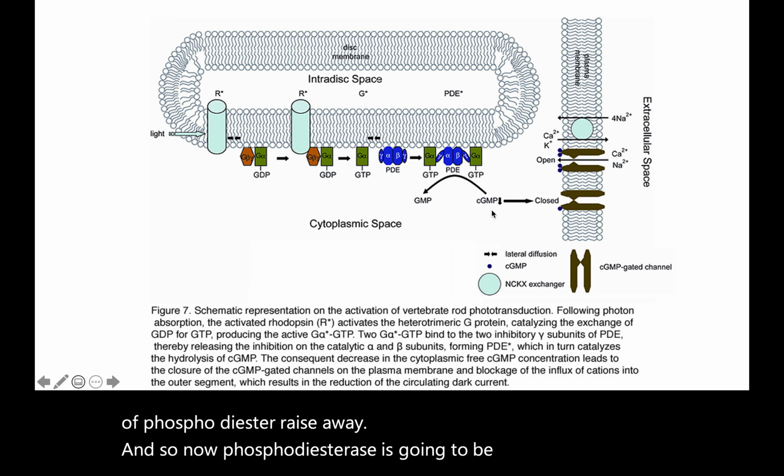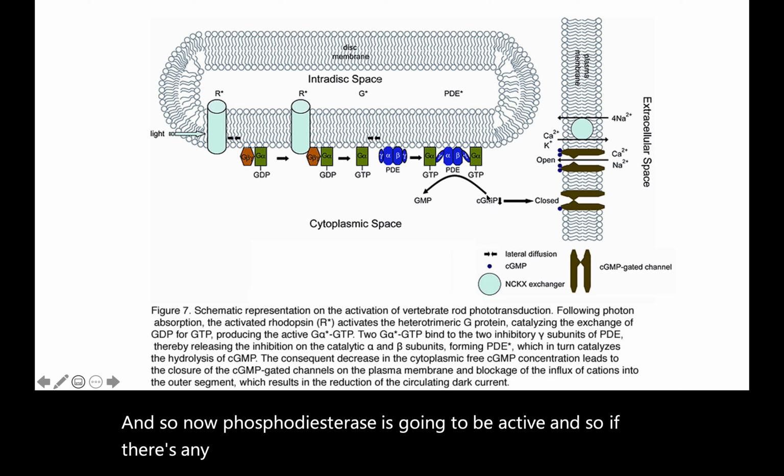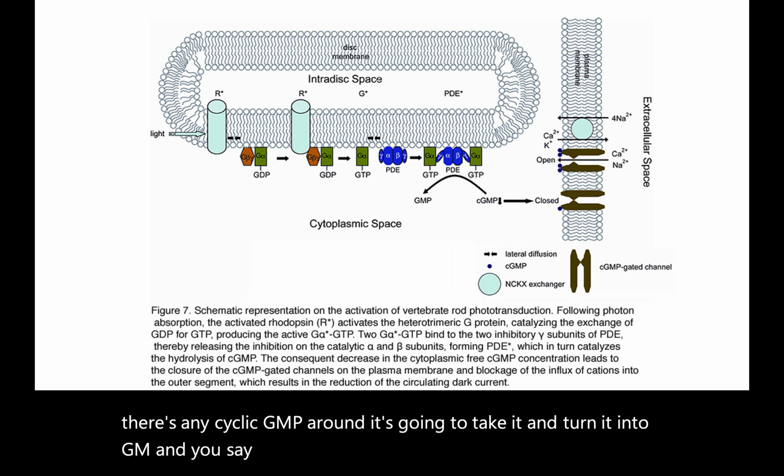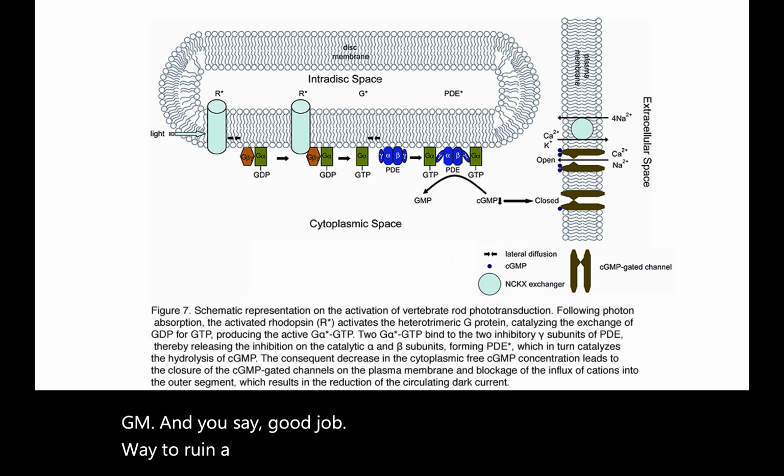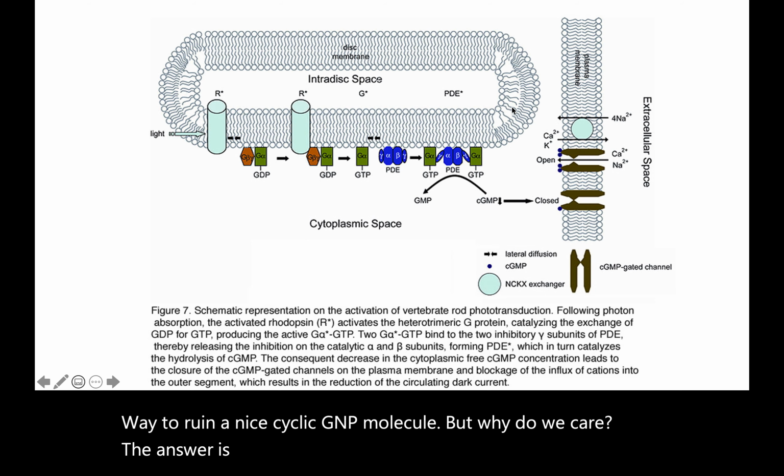And so if there's any cyclic GMP around, it's going to take it and turn it into GMP. And you say, good job. Way to ruin a nice cyclic GMP molecule, but why do we care? The answer is because this cyclic GMP is like a key. So cyclic GMP is a key.